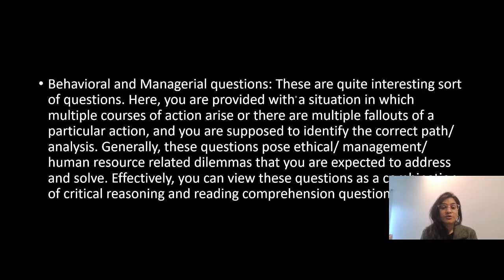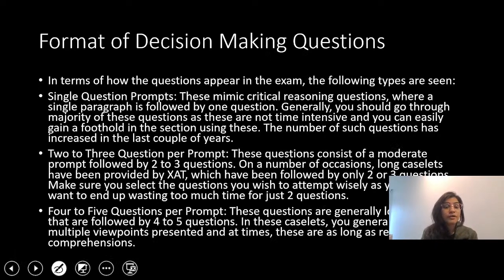So behavioral management questions, if we talk about, these are quite interesting sort of questions. You're provided with a situation in which multiple courses of action arise, or there are multiple fallouts of a particular action, and you're supposed to identify the correct path. So that correct path you're supposed to figure out, or the analysis you're supposed to get done, should be midway. It should be something that is catering to everybody's problems and giving a one-way solution for everyone, right? So what sort of questions, or format of decision making questions, can we expect?